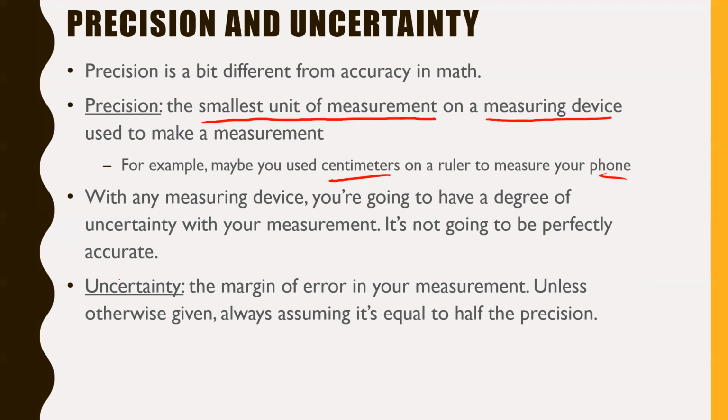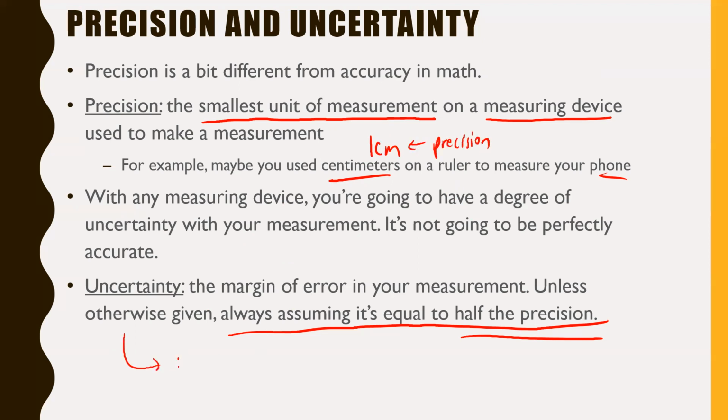Now that idea of rounding is what we call uncertainty. Uncertainty is the margin of error in your measurement. In other words, it's how much your measurement could be off by. Unless otherwise given, we always assume it's equal to half the precision. So if you're measuring something to the nearest centimeter with a ruler, your uncertainty is 0.5 centimeters. Again, if you're using 1 centimeter on a ruler as your precision, then your uncertainty is 0.5 centimeters. You could be going up, that's plus 0.5 centimeters, or going down 0.5 centimeters. You're somewhere in that ballpark.